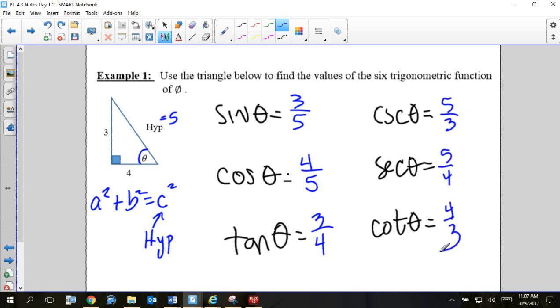So I don't have to think about cosecant is the hypotenuse over the opposite and go find the hypotenuse and the opposite. I don't need to think about that. Yeah. I have a question.